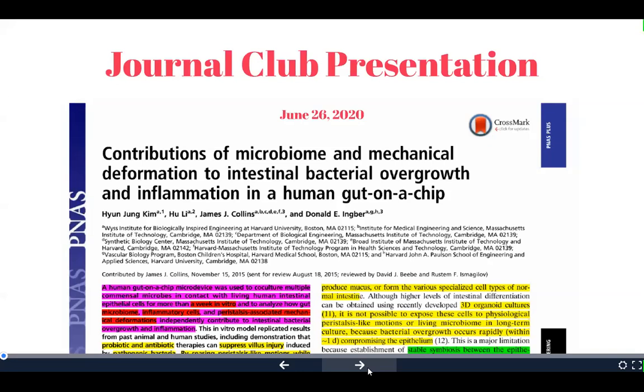And in order to study these interactions between the microbiome and epithelial cells, and examine their relative contributions as potential influential factors to intestinal inflammation, researchers need an organ-like platform that could mimic the microenvironment of the intestine. So this was the main focus of this study.